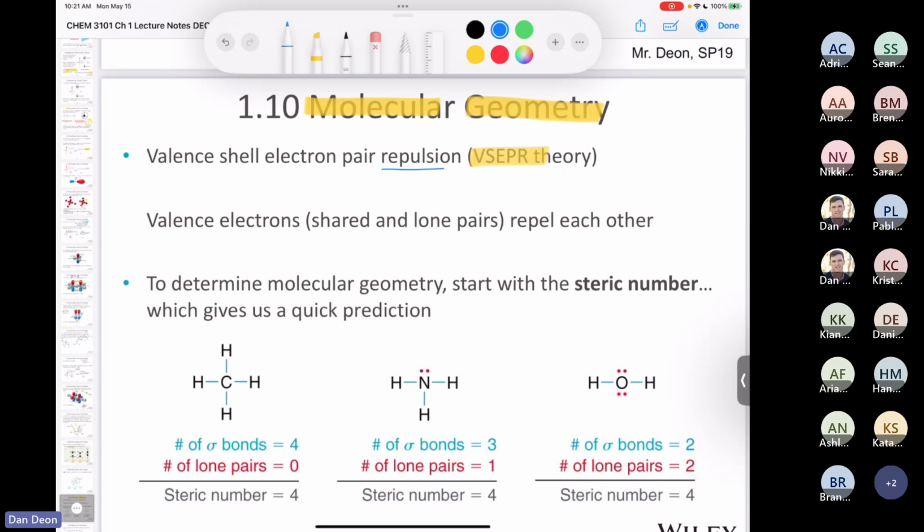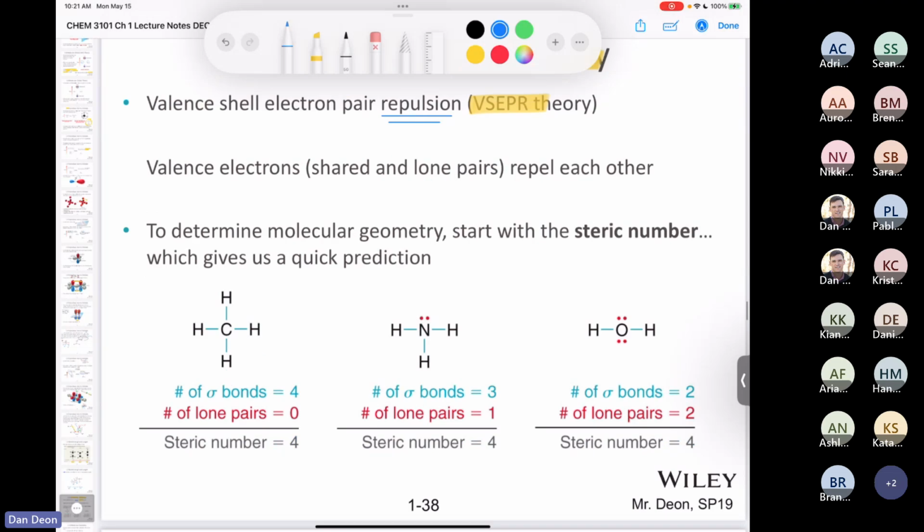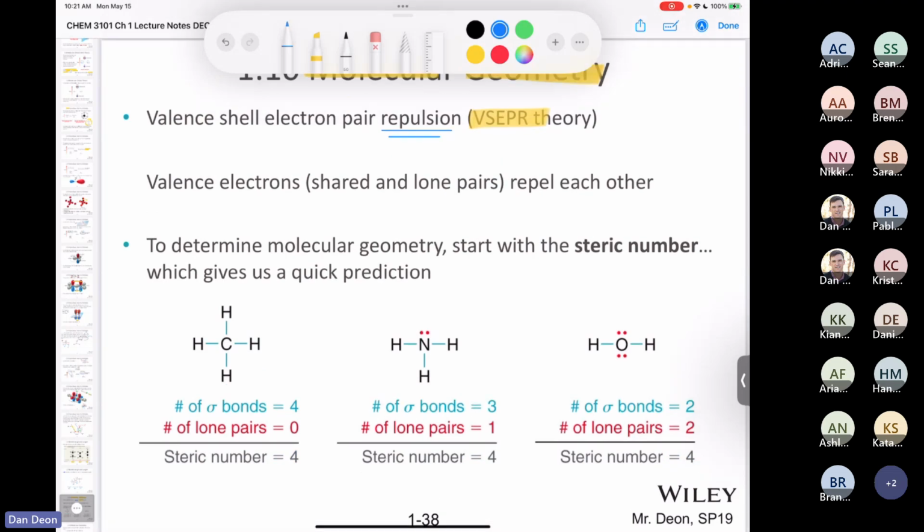The idea is that electrons, whether they're unpaired in a lone pair or whether they're in a bond, seek to repel each other because they have negative charges. They want to be as far away from each other as possible. And so when we're determining molecular geometry, the first thing we can always do is look at steric number. And a steric number comes from the number of bonds and the number of lone pairs.